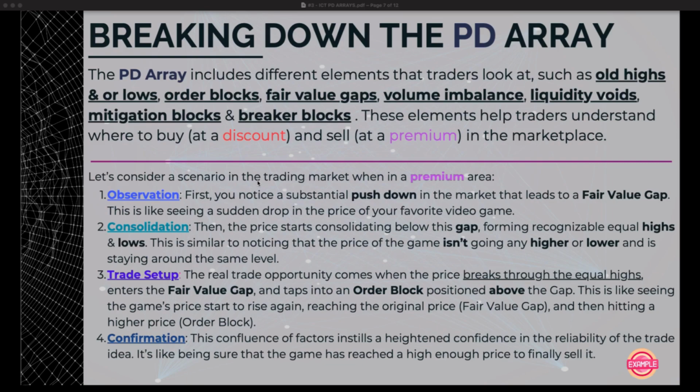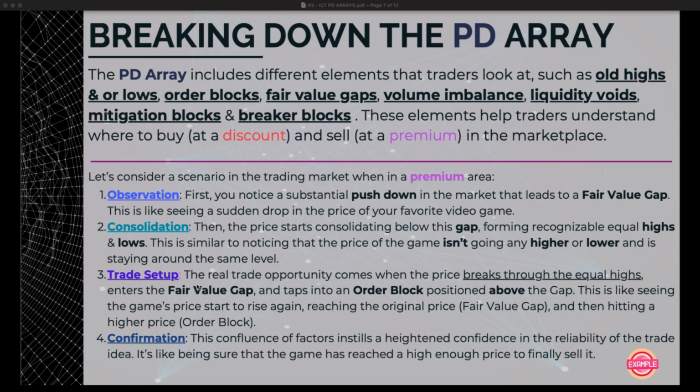Now let's consider a scenario in the trading market when in a premium area. First one, observation. First, you notice a substantial push down in the market that leads to a fair value gap. This is like seeing a sudden drop in the price of your favorite video game. Next, consolidation. Then the price starts consolidating below this gap, forming recognizable equal highs and lows. Now, it doesn't always have to form an equal high and low, but again, this is just an example that I'm talking about. This is similar to noticing that the price of the game isn't going any higher or lower and is staying around the same level.